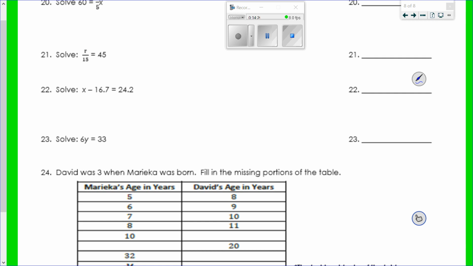Here's my variable. The opposite of dividing by 15 is multiplying by 15. So I times 15 on both sides. Those are going away because 15 over 1 is 15 divided by 15 is 1. 45 times 15 gets me 225. 45 gets me 675. So x equals 675.